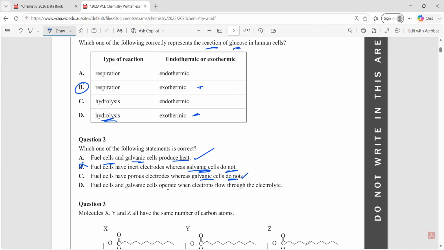Fuel cells and galvanic cells operate when electrons flow through the electrolyte. So electrons never flow through the electrolyte. The electrolyte is the internal circuit where ions flow through. So C, I would say the second best answer would be C, because generally speaking, galvanic cells don't have porous electrodes. However, A is probably our clearest best answer.